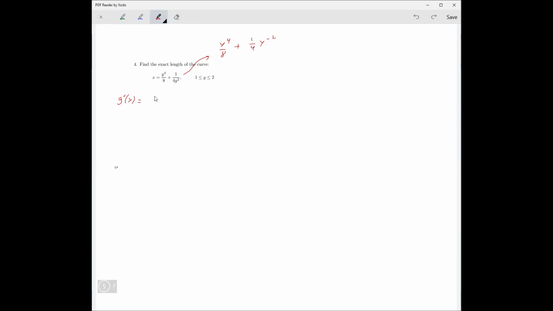You're going to have a 4 come down, and the 4 reduces that 8 to a 2. So y cubed over 2. And then here, you have a negative 2 coming down, and the negative 2 reduces the 4 to negative 1/2. So you have negative 1/2. Okay, and then reducing the exponent by 1 gives you negative 3. So this is what the derivative is.